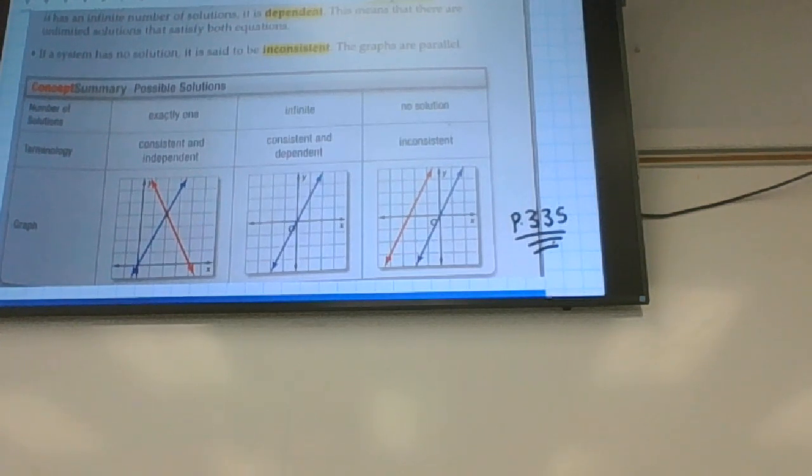I want you to read it and accept it. What I don't want you to do is stop your homework at 9. Sometimes if I don't say this, people will be like, well, I couldn't do 9, so I stopped. So go on to number 10 and graph it.